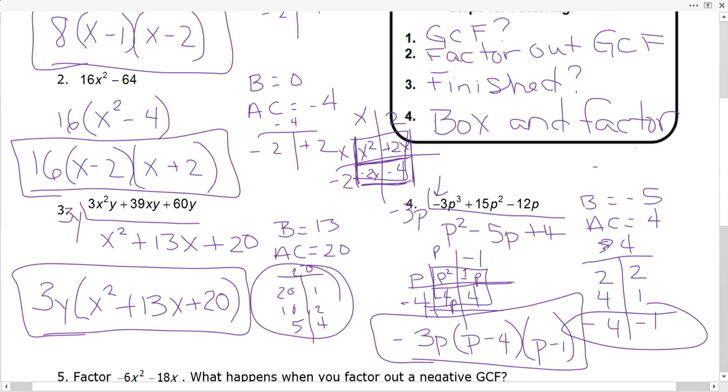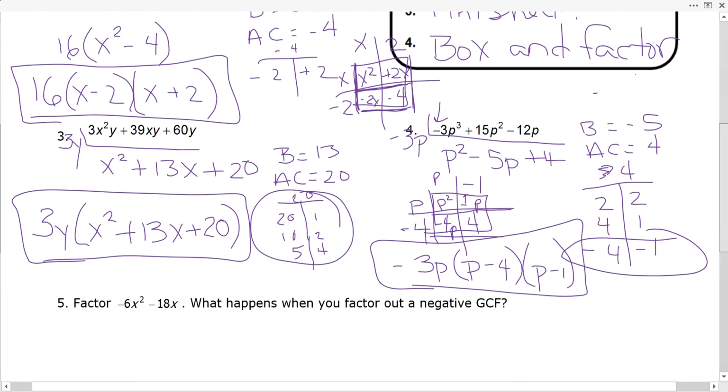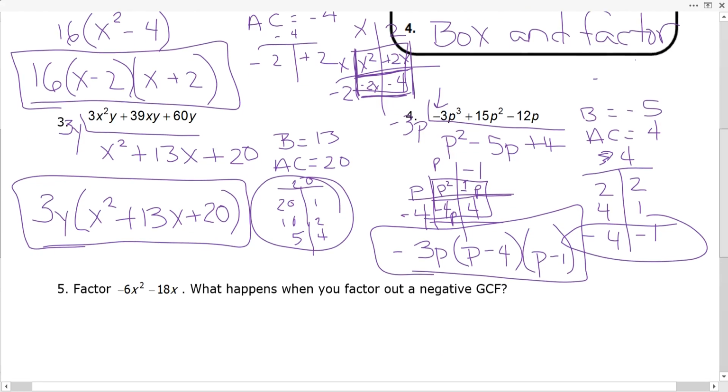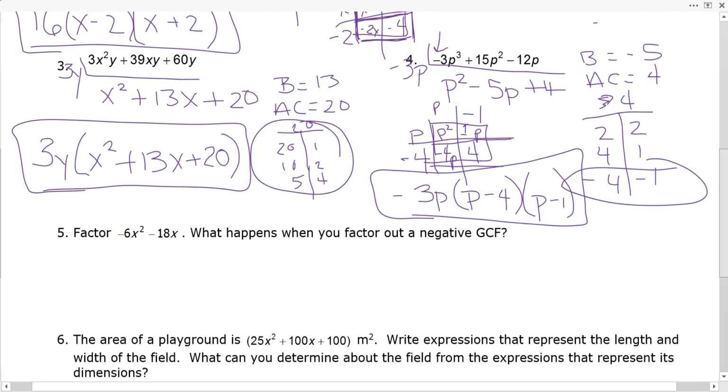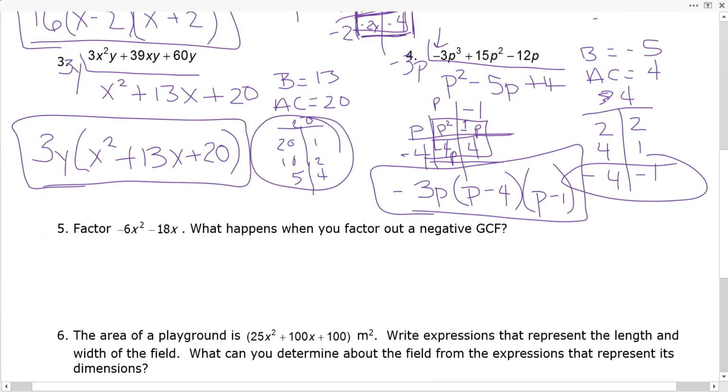Wow, how easy is that? Hopefully you're seeing the steps and what happens. Okay, so we just did a negative factoring, so I don't know why we're even doing this again. But okay, so our negative 6x is what comes out. What happens is it changes all the signs. So we end up with x minus 3. And again, we're done. So I guess what happens is all the signs change.